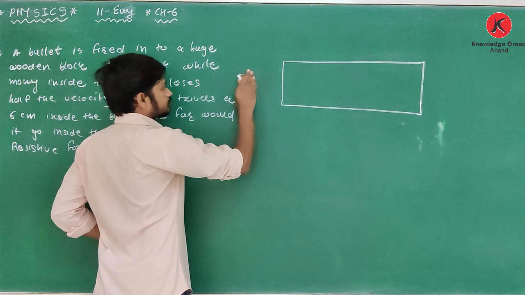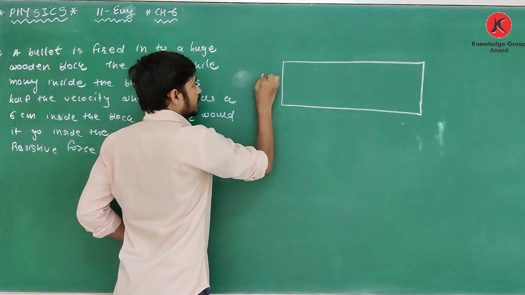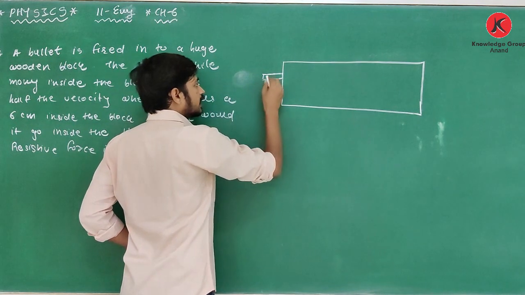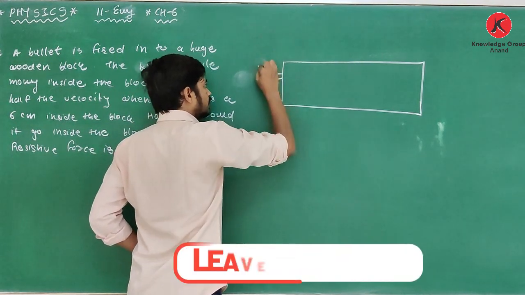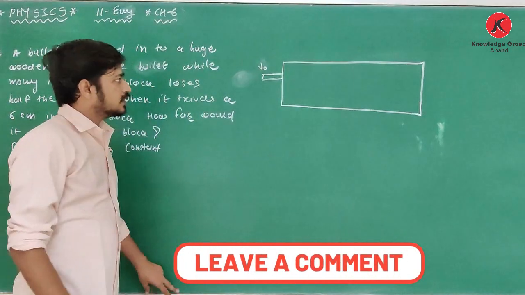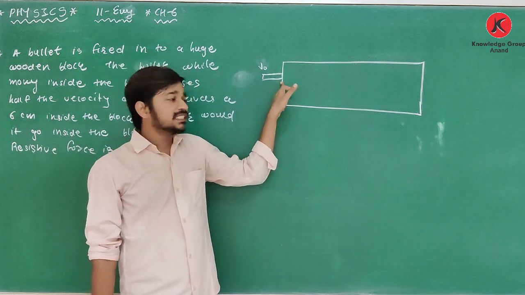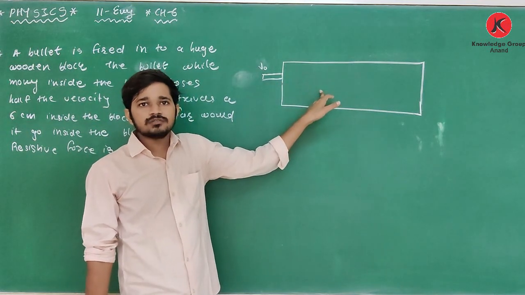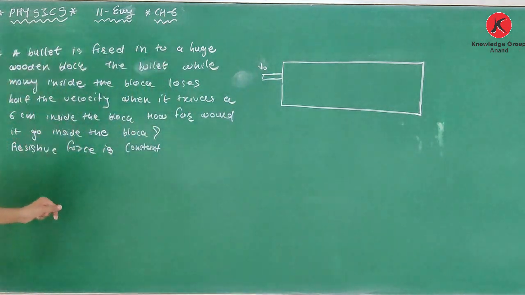So for example, see, this bullet is moving. When it is outside this block, let its velocity be v0. Clear about this? When it just enters this wooden block, let its velocity be v0.